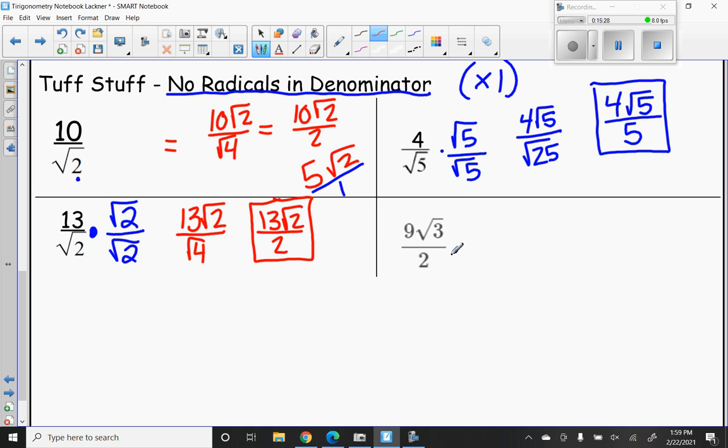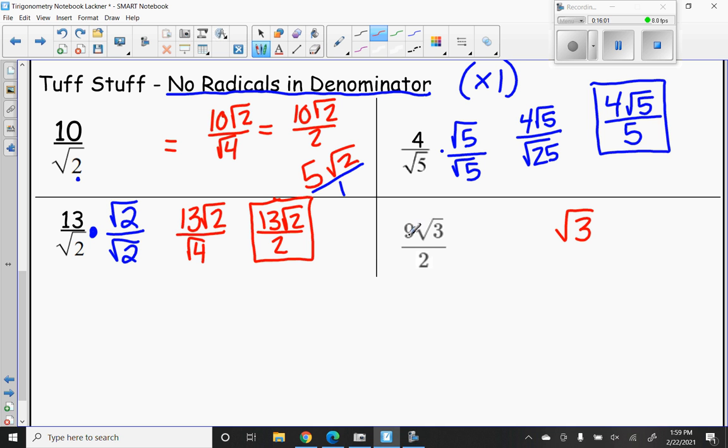Look at this problem. We only multiply by 1 if there's a radical in the denominator. This radical is on the numerator. That's allowed. So this is actually a trick question. I don't have to multiply this by 1 because I don't need to eliminate a radical on the bottom. So let's see. Radical 3 is not a special number. That turns into a decimal, and I can't have that.